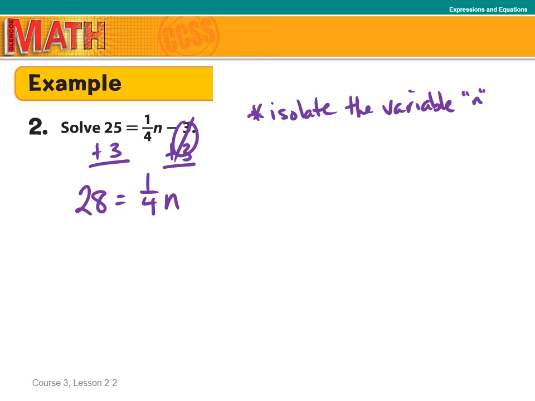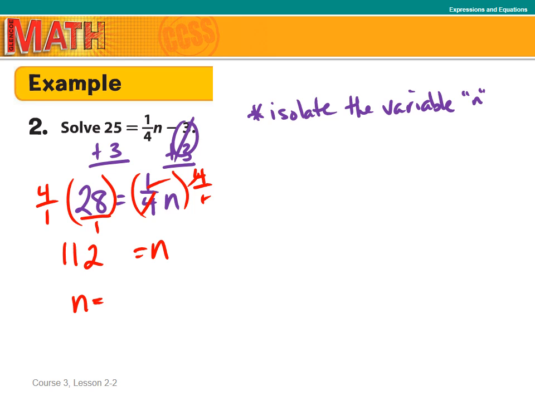Just like we did in our lesson 2.1, we multiply by the reciprocal. The reciprocal of 1/4 is 4 over 1. 4 over 1 times 28. And on the right hand side, the 4's cancel out, the 1's cancel out. I'm left with n is equal to 4 over 1 times 28 over 1, or just pretty much 28 times 4. And that's going to equal 112. So after my work, it tells me n is equal to 112.